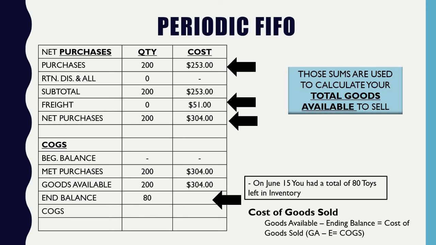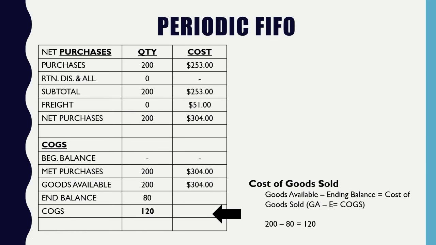So if I have 200 goods available, and I took a physical count of my inventory and I was told that I only had 80 units left, how many items did I sell? 120. You sold 120. Pretty straightforward, right? Pretty easy. Now that we have 120, we need to realize what the total cost was for me to sell 120 items.